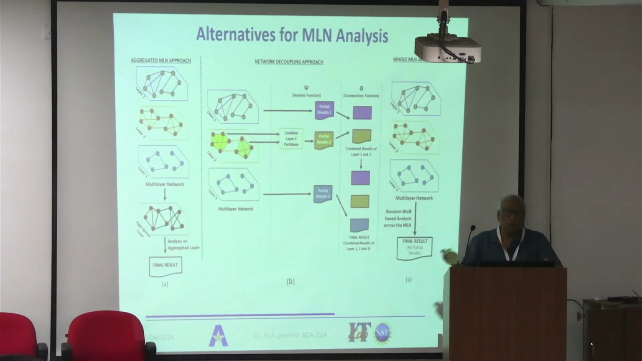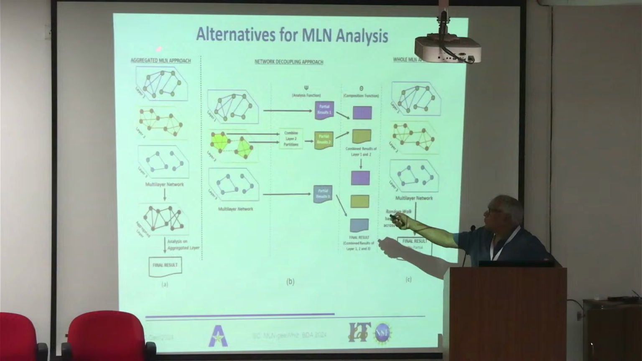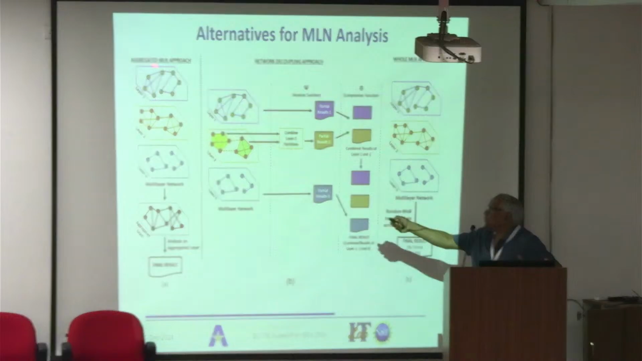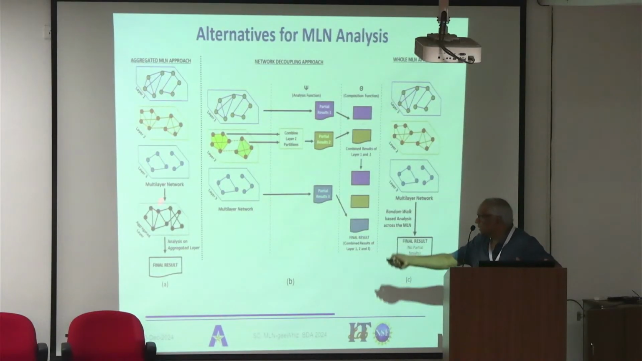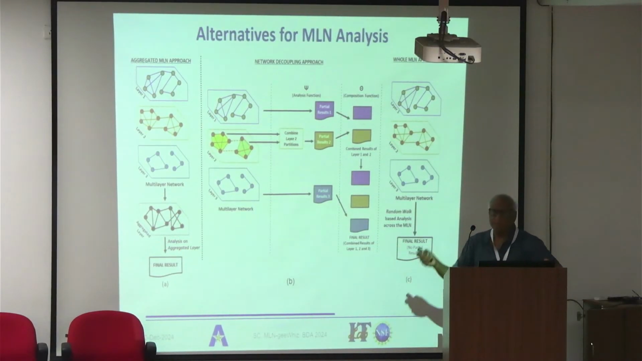So once you have these multi-layer networks, how do we analyze? For example, if you want to compute communities, we know how to compute communities in a graph. We know how to compute centrality measures in a graph, and we know how to compute substructures and other things. But how do we extend this algorithm to multi-layer networks? So there are essentially three different ways. What is currently being used is aggregating all the layers into a single layer and applying existing algorithms.